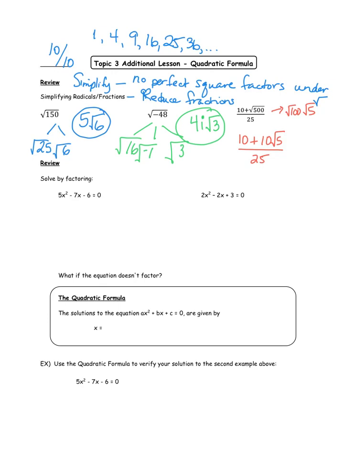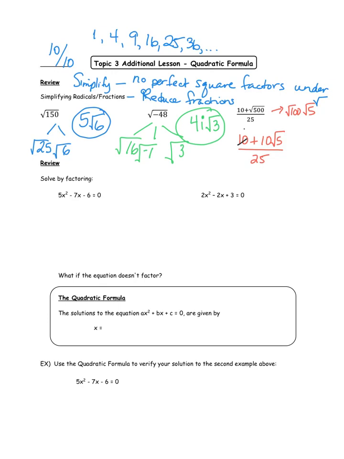So when I think about the fraction and how to simplify it, this 25 applies to both parts of the top. So in order to do any simplifying, we have to have something that's common to all three things, the 10, the square root of 5, and the 25. And of course we do. Each of those is divisible by 5.